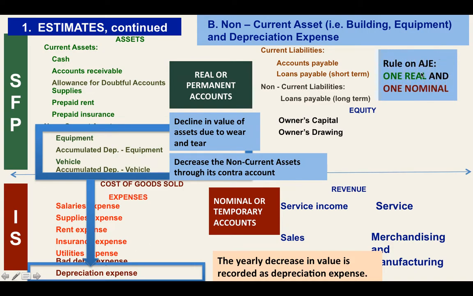The rule on the adjusting journal entry is one real, which is the accumulated depreciation, and one nominal, which is the depreciation expense. So in this case, class, for these estimates, we will debit depreciation expense and credit accumulated depreciation equipment, or accumulated depreciation vehicle, or whatever the non-current asset is. Okay?